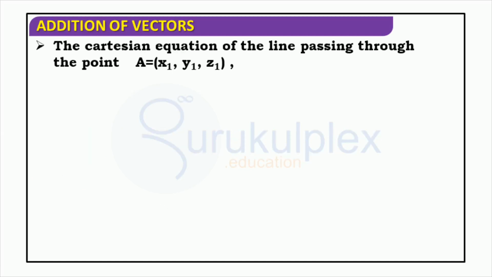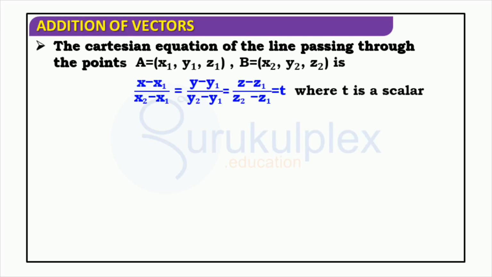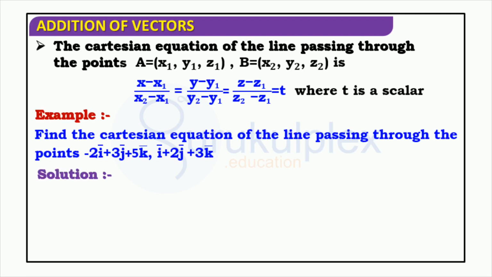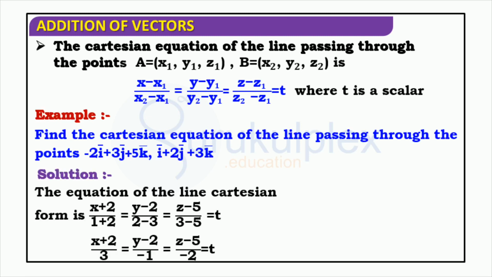An example of adding 2 vectors is illustrated in this slide. The Cartesian equation of the line passing through the 2 points is given, and the result is expressed as the sum of the 2 vectors. The diagram shows each step of the procedure, providing a visual representation of the solution. This method demonstrates how 2 vectors can be combined to form a third vector.